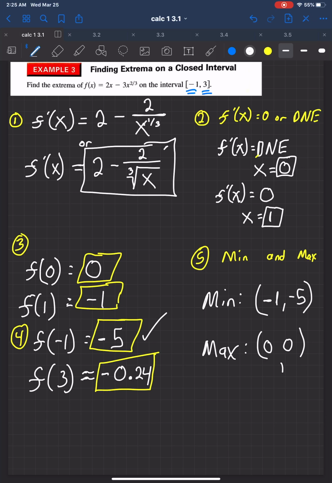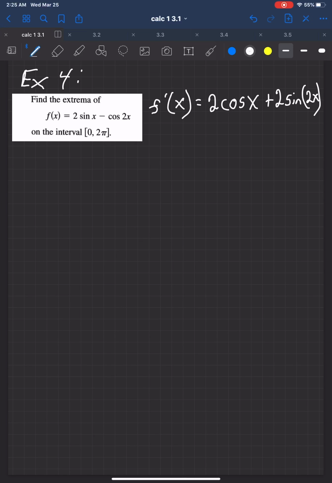So what I'm going to do now is just do another example. I'm going to go through another example with you really quickly. And again, I'm going to provide the derivative for you all up front.